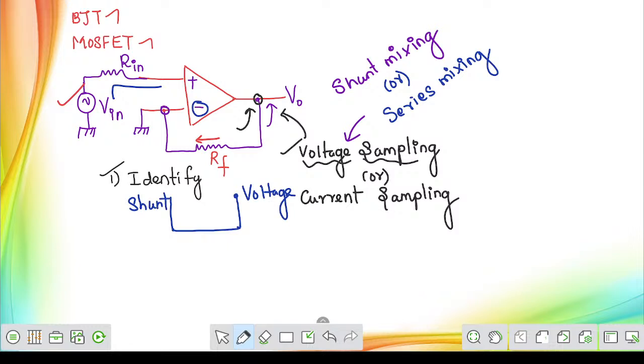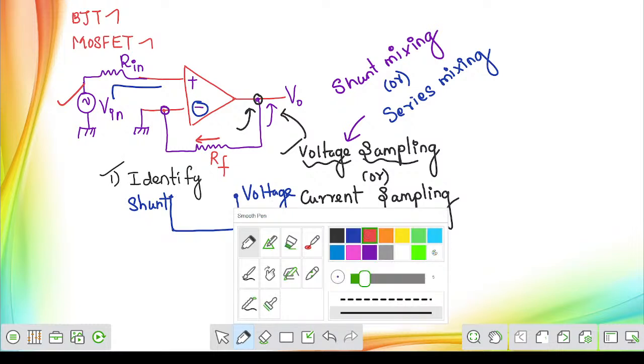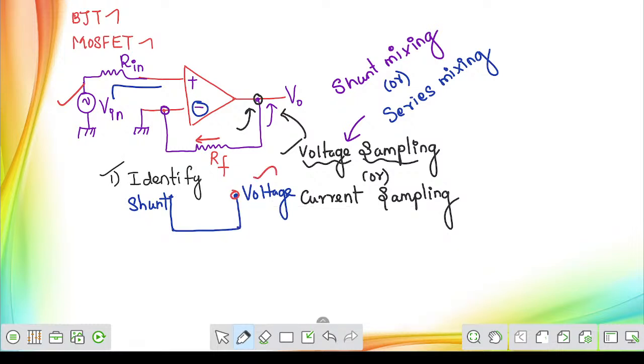That's it. Only remember these two keywords. If it is directly connected with the output, then that is called voltage sampling. If it is not directly connected with the output, then that is called current sampling. If it is not directly connected with the input, then that is called series mixing. Rest of everything you can write by your own.